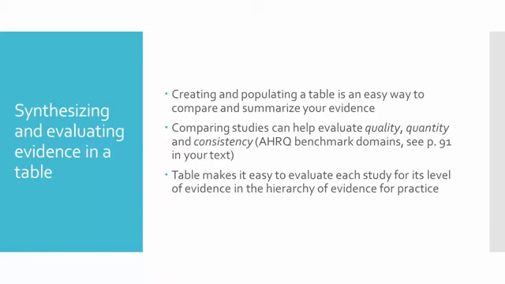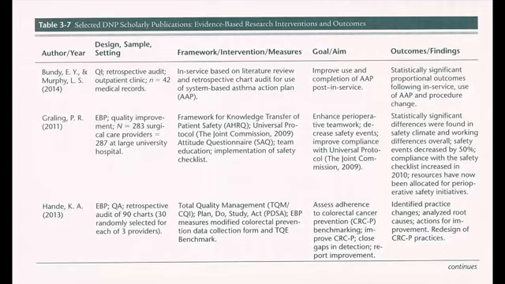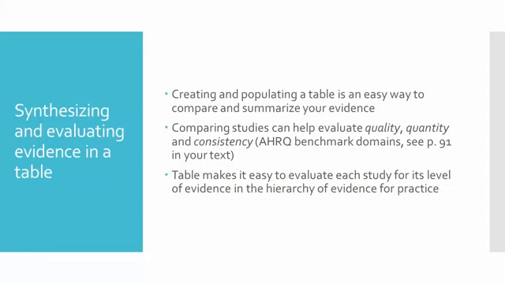Once you've completed your searches, you need to be able to synthesize and evaluate the evidence you've found for practice. Creating and populating a table is a simple and clear way to compare and summarize the evidence. On page 99 in your textbook, Table 3-7 is one example of such a table. Each piece of evidence gets its own row in the table, and the interventions and outcomes are summarized for easy reference. The table also makes it easy to compare studies to one another, which will help you evaluate your body of evidence for quality, quantity, and consistency.